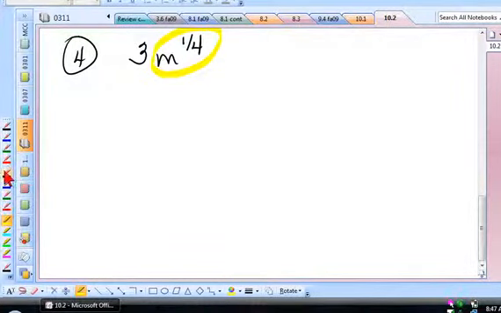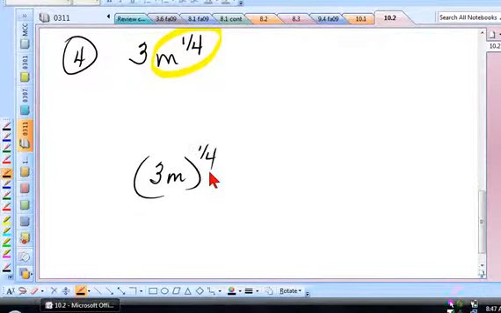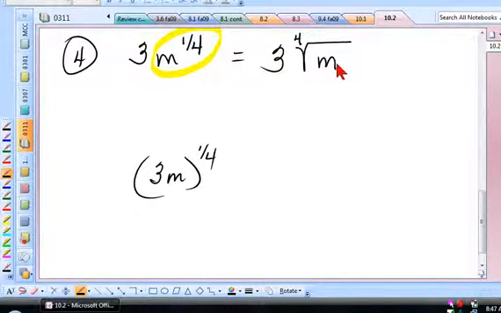Just the m. If 3m were being raised to the 1/4 power, it would look like 3m in parentheses to the 1/4 power. But it doesn't look like that. So the 3 is not being raised to the 1/4 power, so I'm leaving it. How do I write a radical that shows raising m to the 1/4 power? What root is it? It's the 4th root of m.